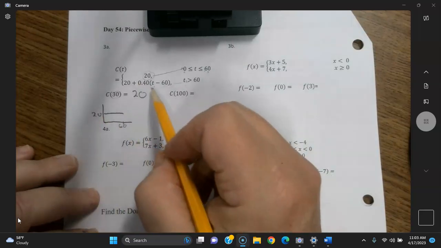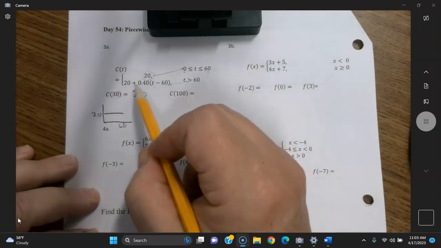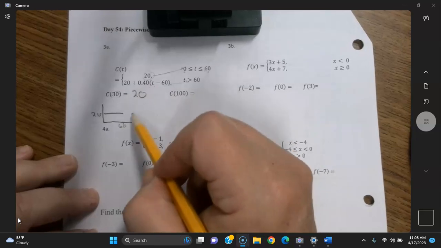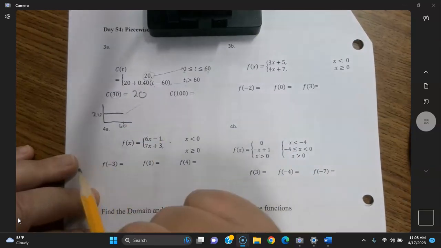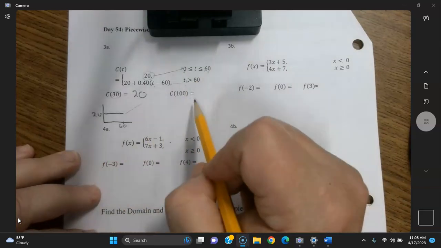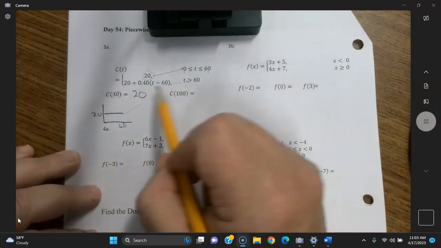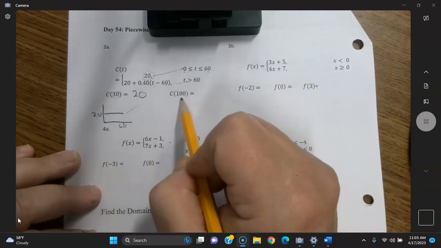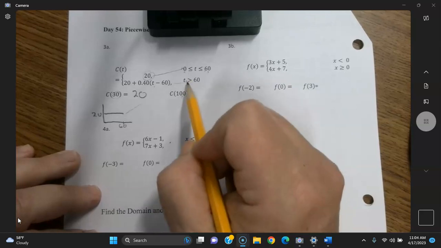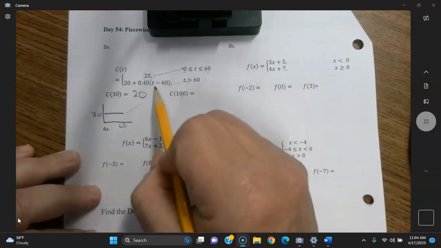Then once you get past 60, you're going to have to put t into this, and that's going to make it an upward sloping line somehow, okay? You don't have to draw the graph. So let's look at this. If t is greater than 60, then you have to plug t into this equation. So there you go. C of 100, 100 is greater than 60, so you plug 100 in here.